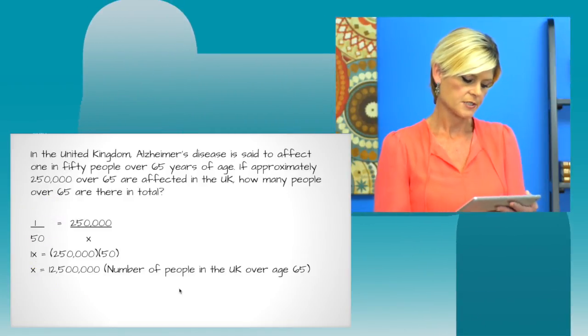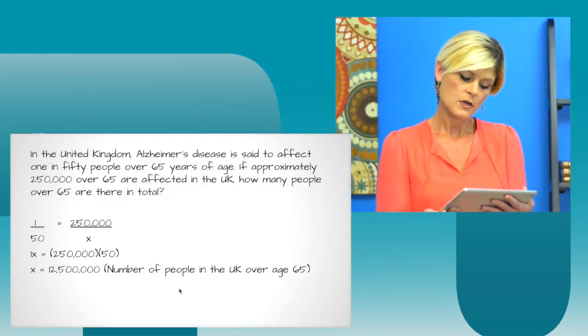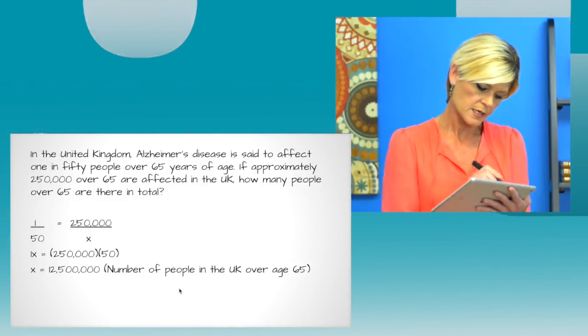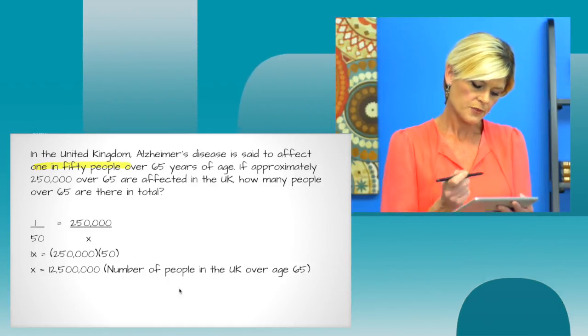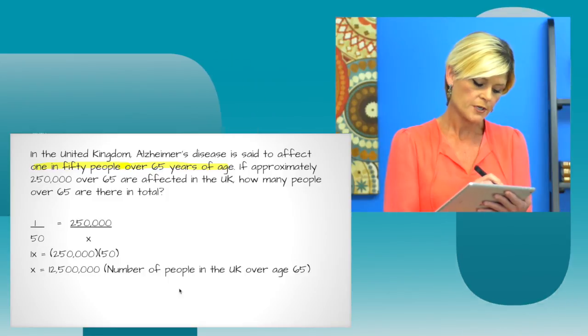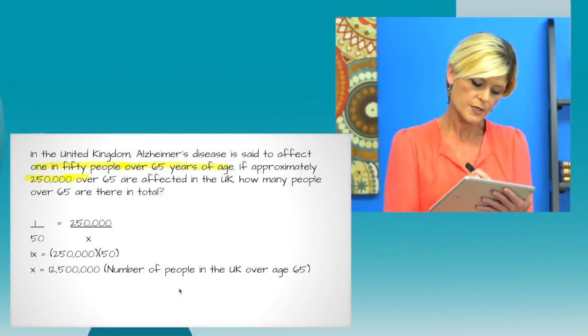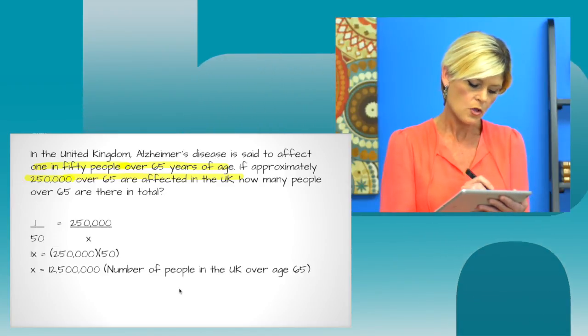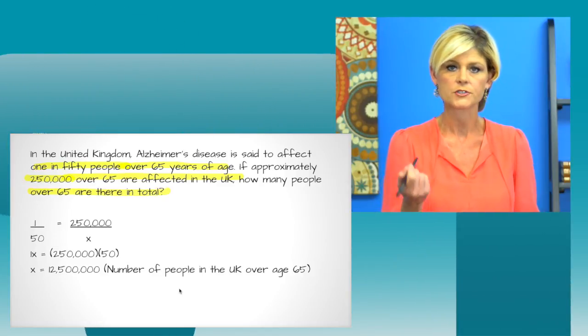Okay, let's look at another example. In the United Kingdom, Alzheimer's disease is said to affect 1 in 50 people. Let's highlight that. 1 in 50 people over 65 years of age. If approximately 250,000 people over 65 are affected in the UK, how many people over 65 are there in total?